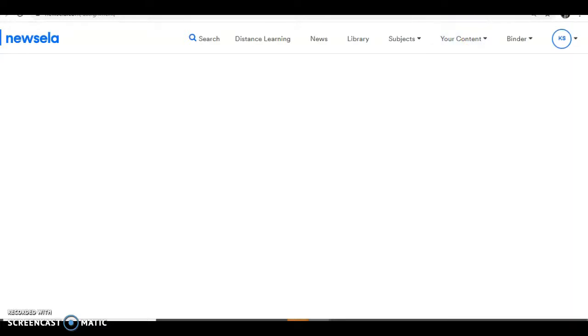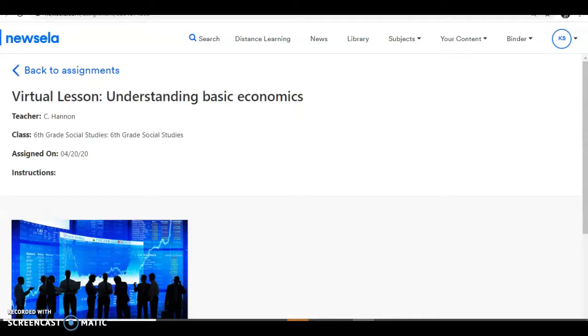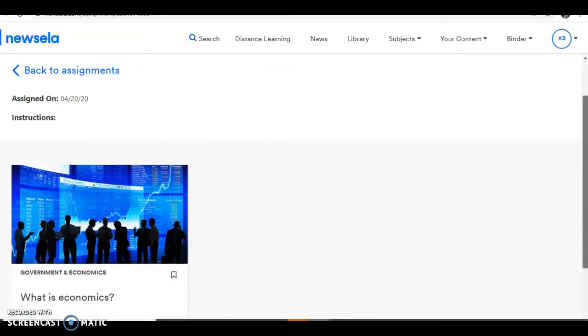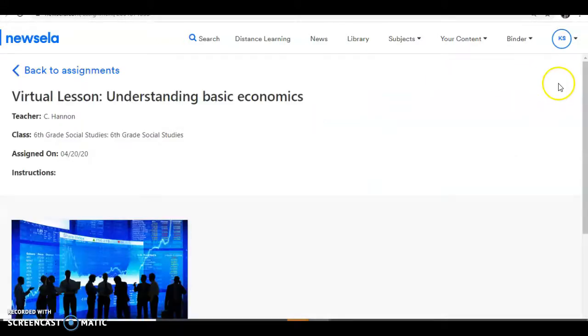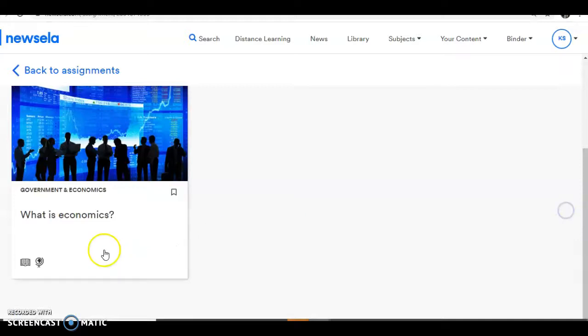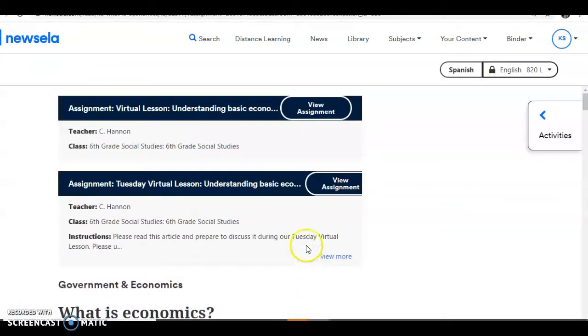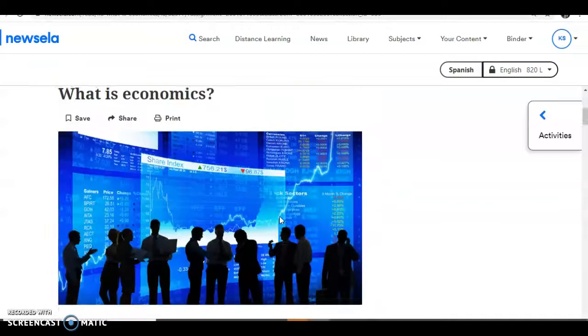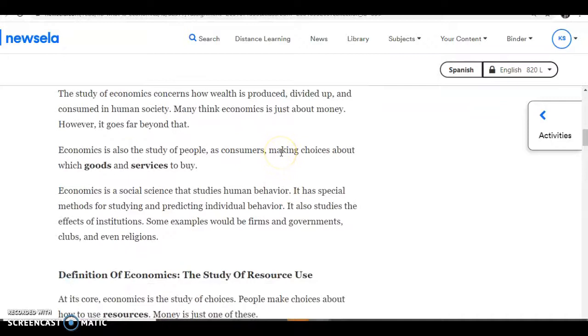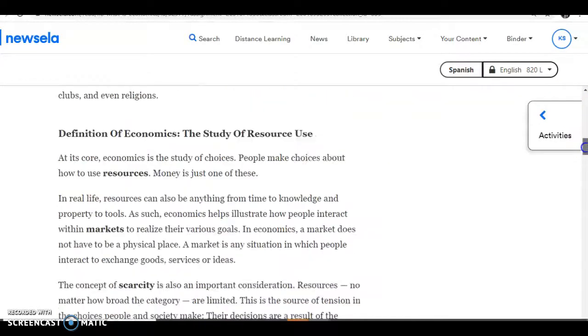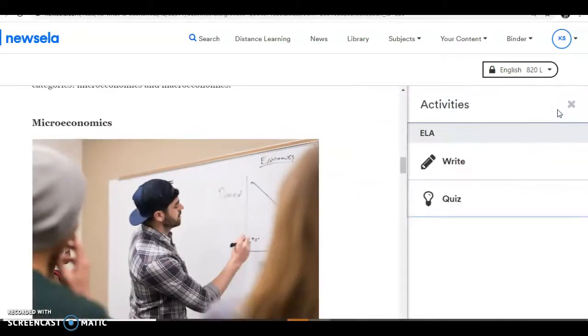Once you get logged into Newzilla, this is how it looks. It has virtual learning, understanding basic economics. So what you would do is click on that photo and get started with reading that activity, view assignment. And here is everything, all the material, and the complete reading selection. Over here on activities, you'll do a writing option and you will do the quiz.